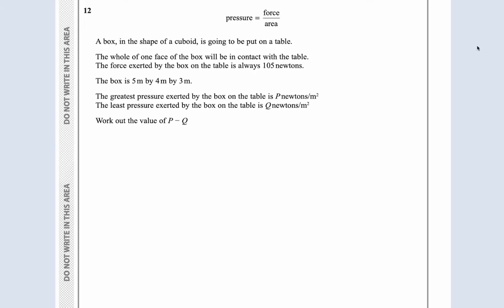Okay, so basically, what are we going to do? Well, the box. Okay, let's draw a box. The box is going to be 5 times 4 times 3. So we have a cuboid box. Actually, it'll be maybe something like this.